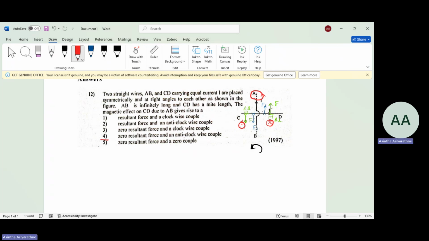All these forces get cancelled out, having zero resultant force, but there would be an anti-clockwise couple. Option B is the answer.